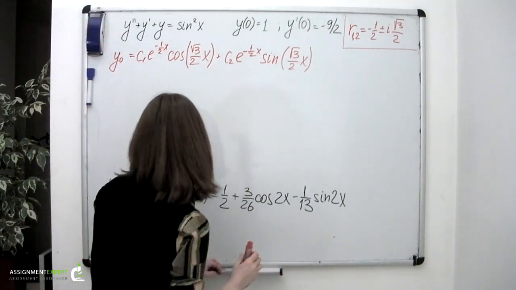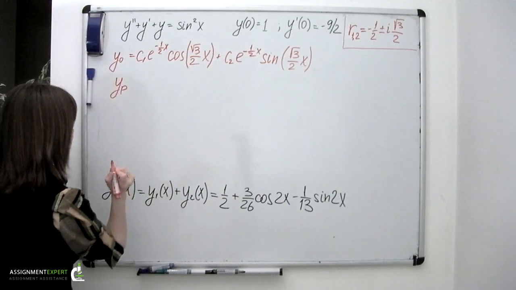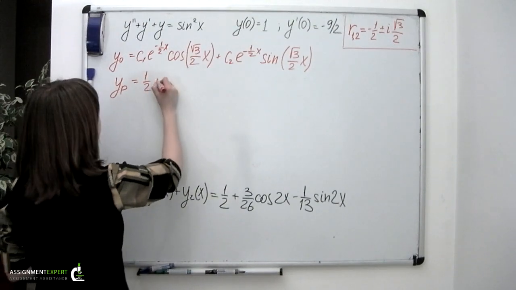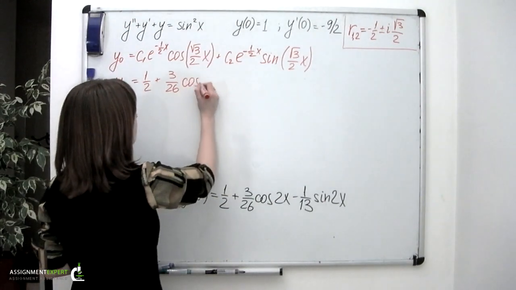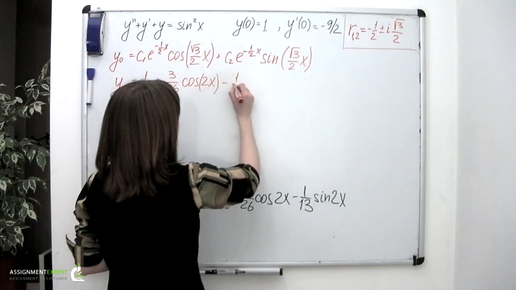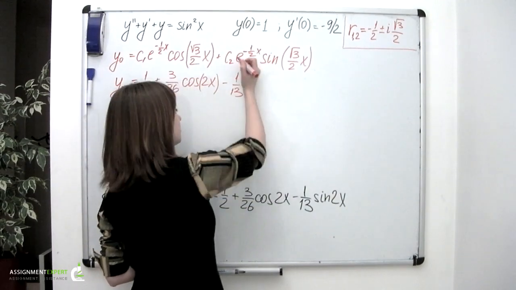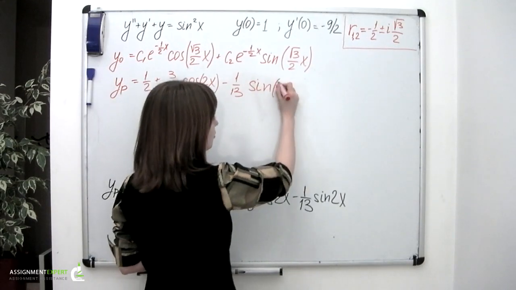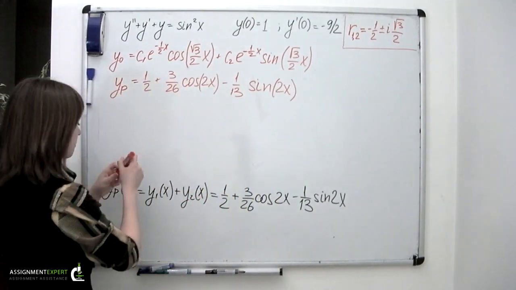Let me write it in the top and make it red as well. So y sub p equals 1/2 plus 3 over 26 times the cosine of 2x minus 1/13 times the sine of 2x, and that's it. Okay.